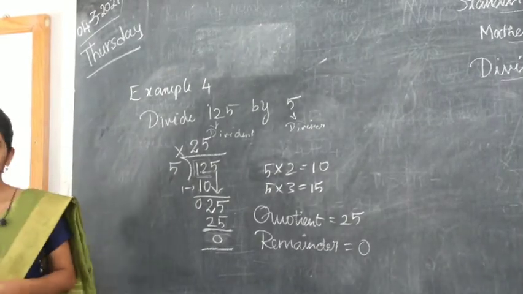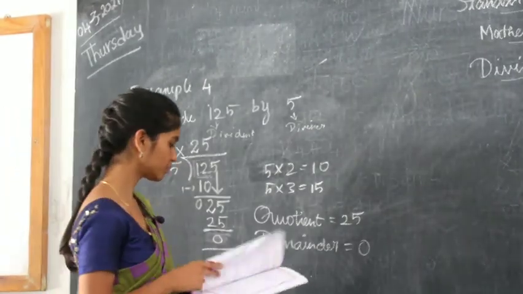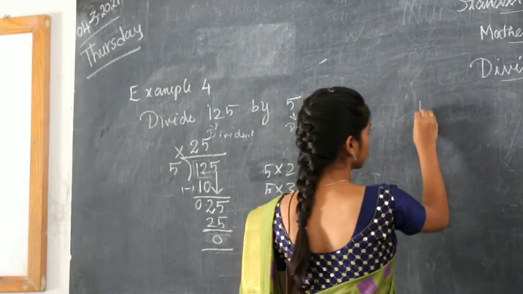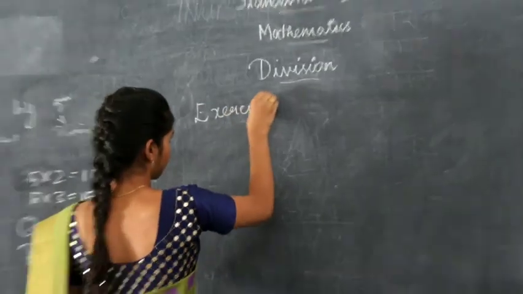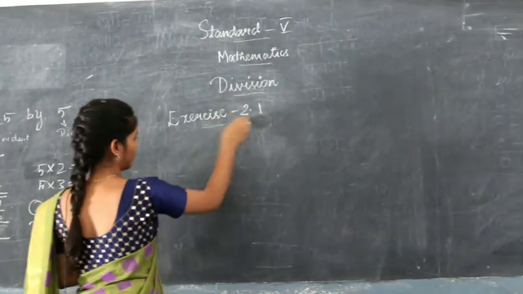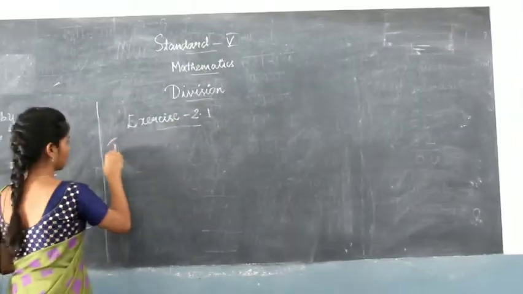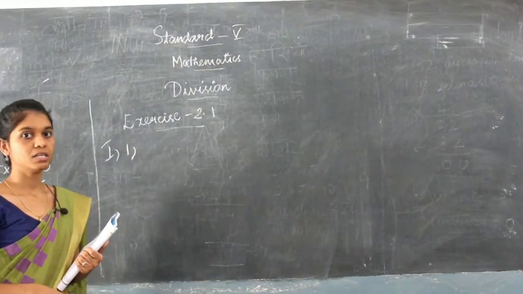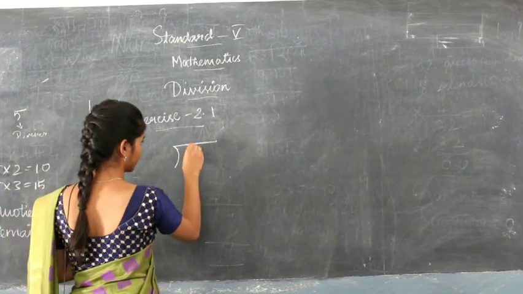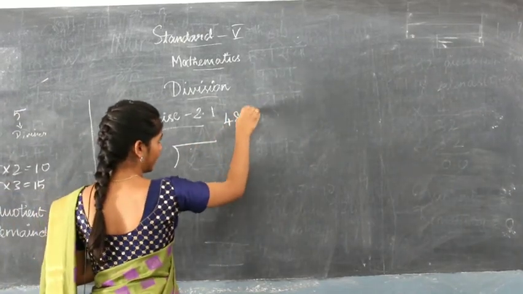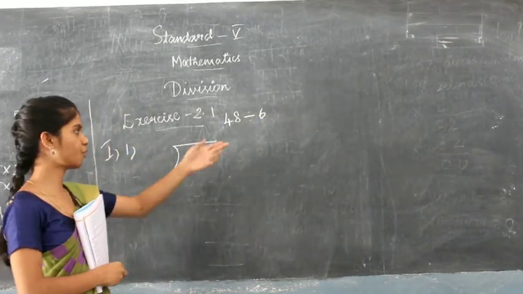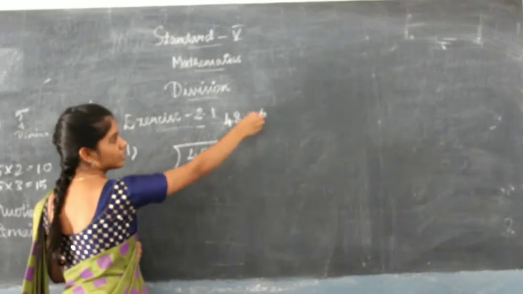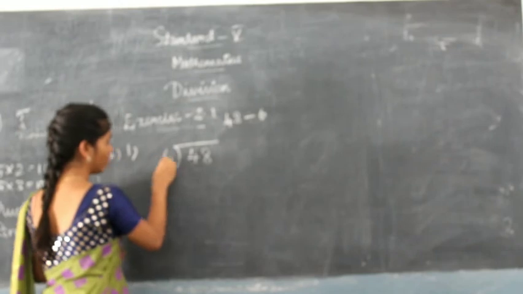Okay, so we are going to see exercise problems now. In page number 18, exercise 2.1. First Roman, first question, which is 48 divided by 6. Here 48 is your dividend, as you know, that you should write inside, and 6 is your divisor, that you should write on the outside.